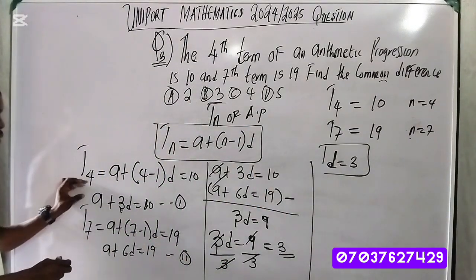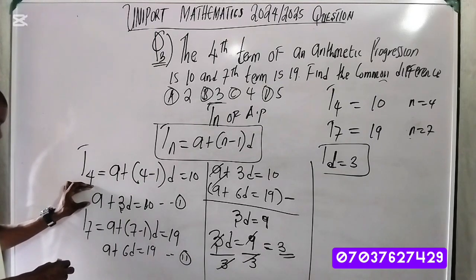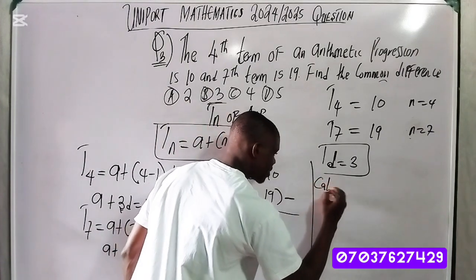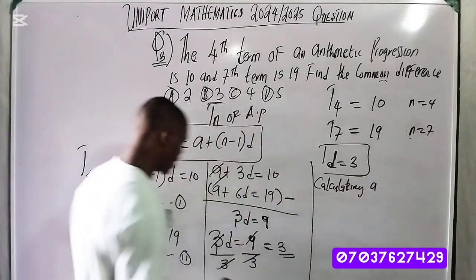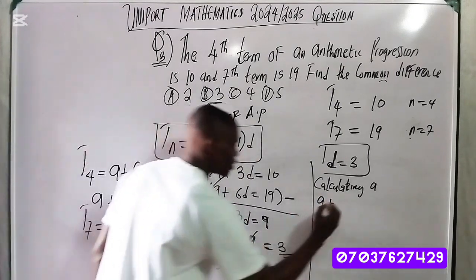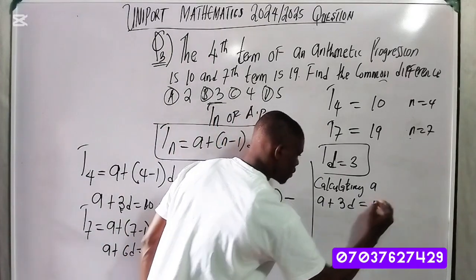As well as say you calculate first term, what are you going to do here? Now you can either use equation 1 or equation 2 to calculate first term. So let's use the first one here to calculate first term. So let's use this one here. It's going to be A plus 3D is equal to 10, right?